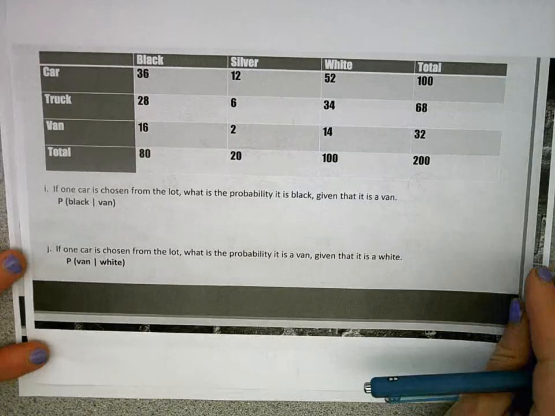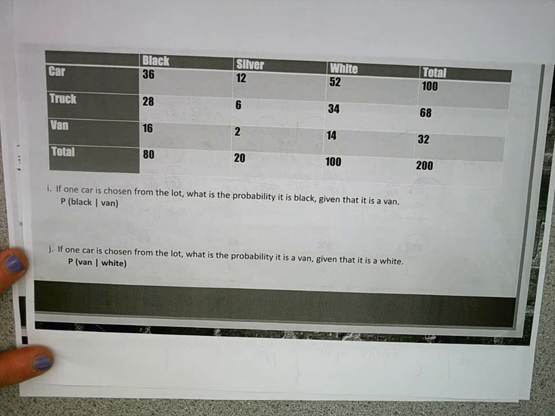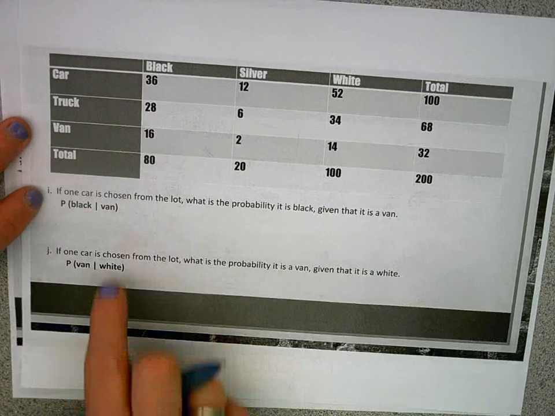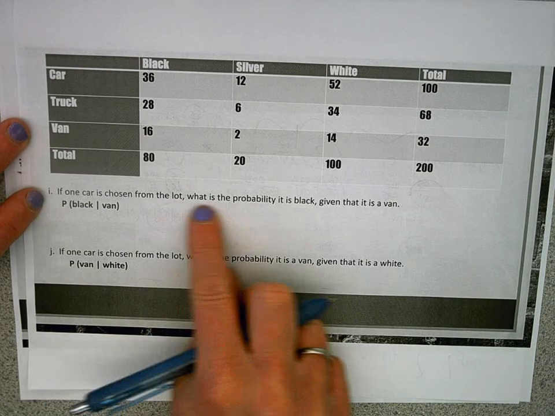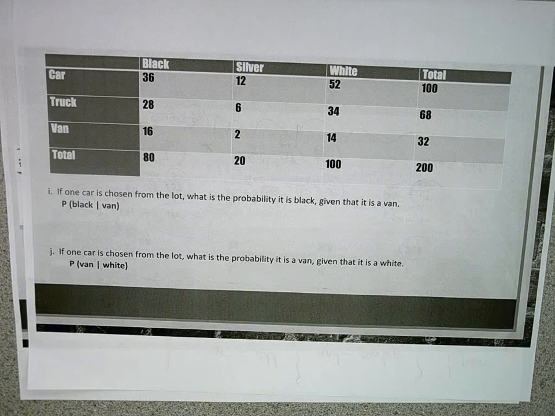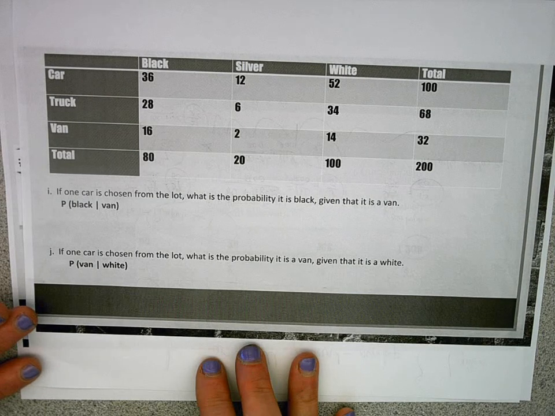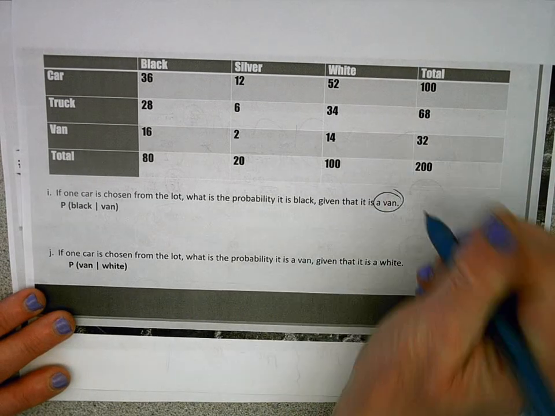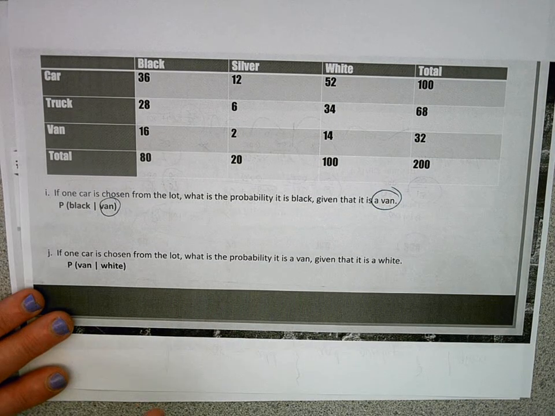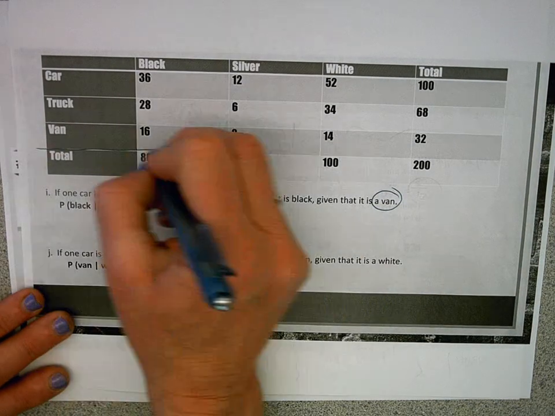So, let's go to this one. Same table. We're going to do I and J. So, cancel out H. If one car is chosen from a lot, what's the probability it's black given it's a van? Now we're not looking at all 200. We are just looking at vans. Again, this last part right here is your new denominator. So we're only looking at vans.